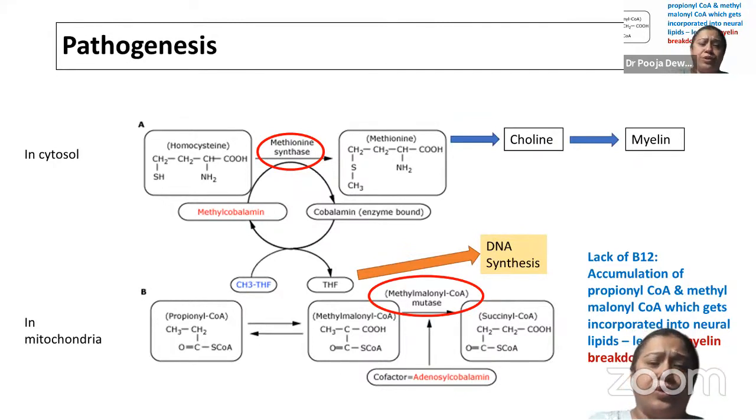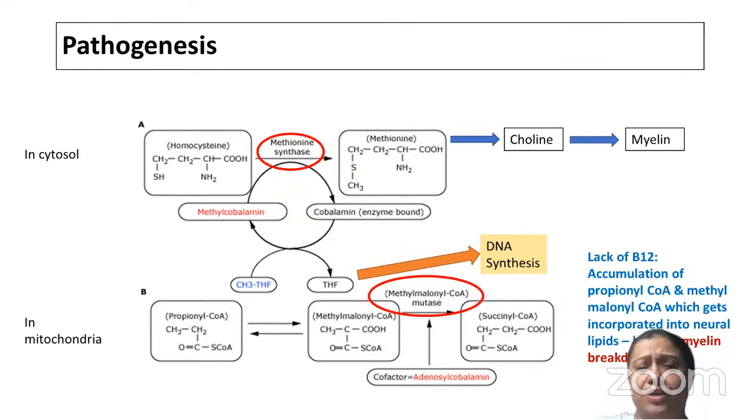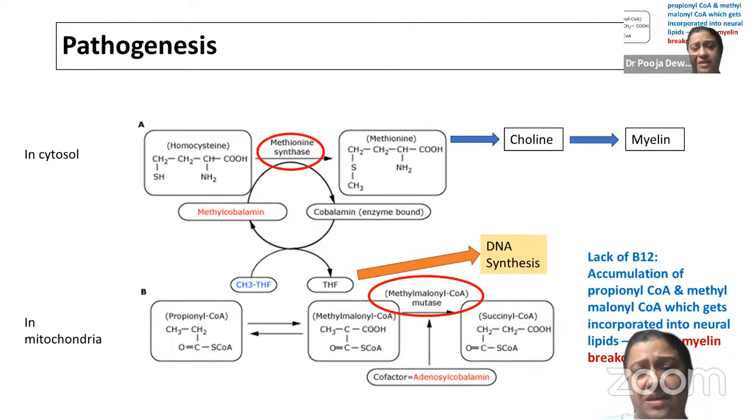Now, in the mitochondria, vitamin B12 also has a role to play. You can see that when propionyl-CoA gets converted to methylmalonyl-CoA, this methylmalonyl-CoA gets converted into succinyl-CoA. Succinyl-CoA itself has a role in several processes in the body. It is a part of the citric acid cycle. It has a role in hemoglobin synthesis.